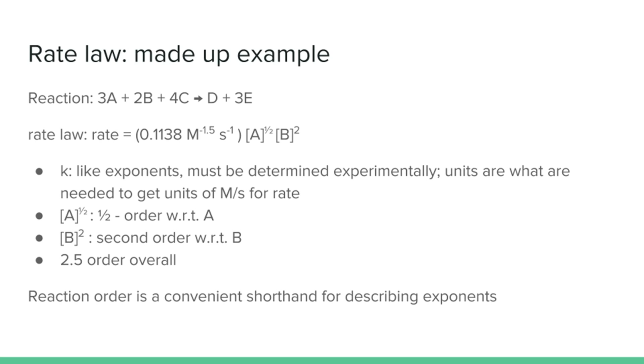Okay. And then we have the orders for A and B. A is 1/2. Orders don't have to be whole numbers. They usually are, but not always. And so this reaction is half order, 1/2 order with respect to A, and it is second order with respect to B. So overall, the order is 2.5. You add up all of the individual exponents to get the overall reaction order.